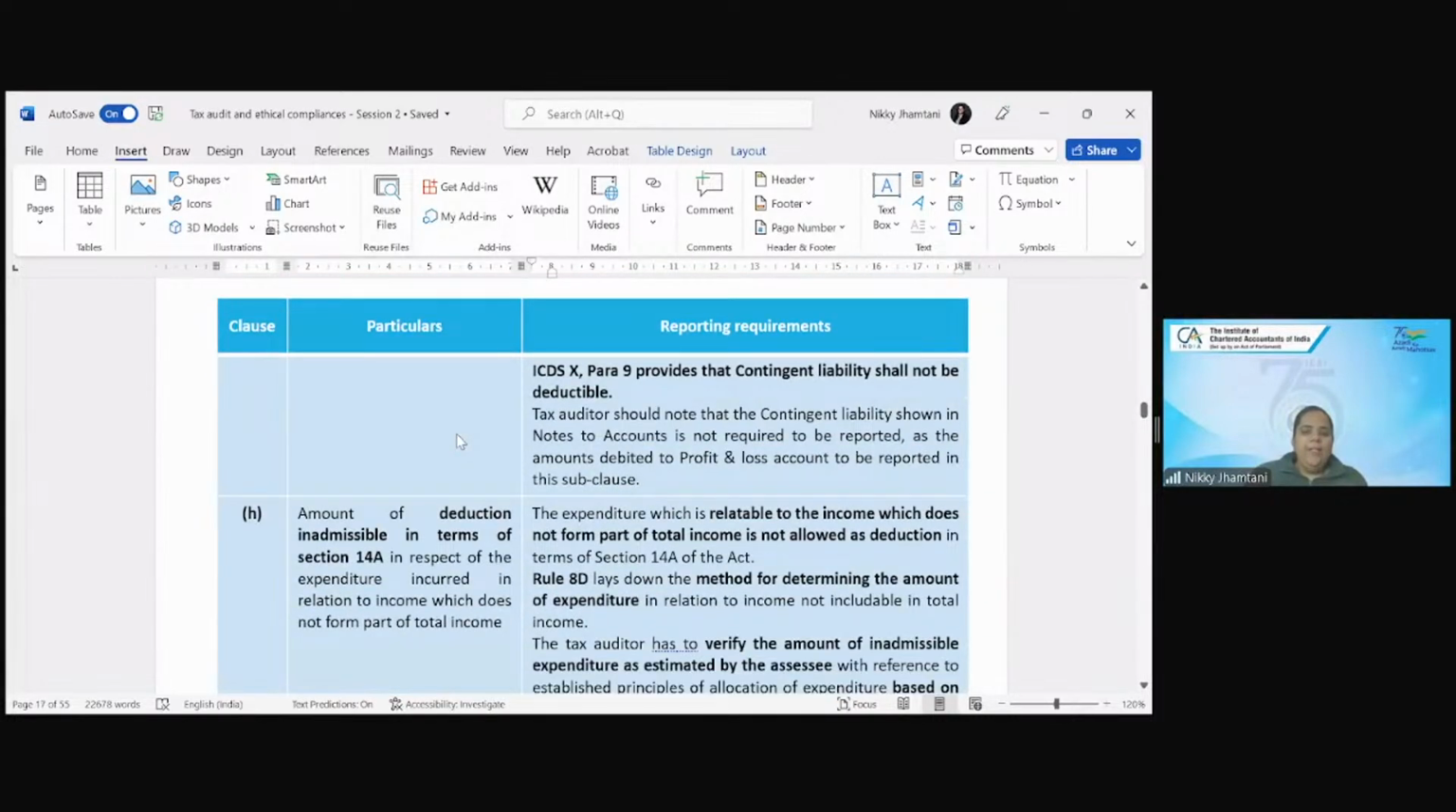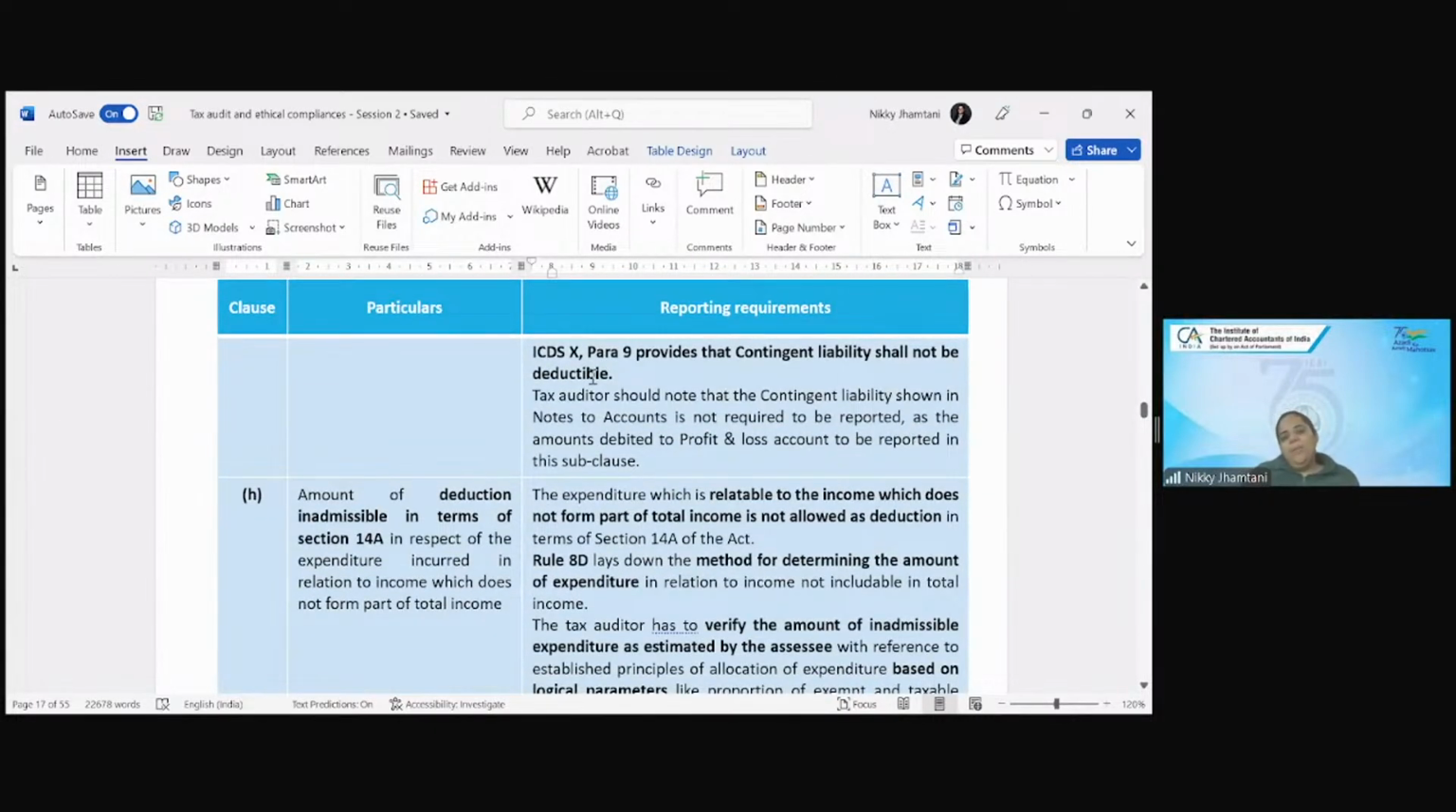Then ICDS X para 9 provides that contingent liability shall not be deductible. Tax auditor should note that the contingent liability shown in the notes to accounts is not required to be reported as the amount debited to P&L to be reported in this subclause.